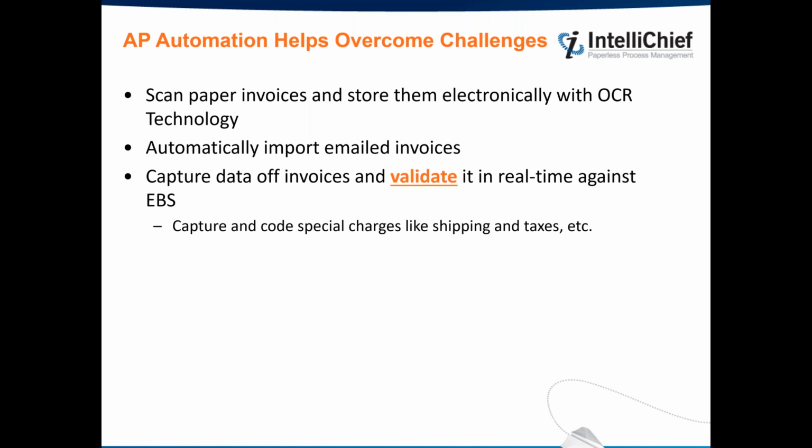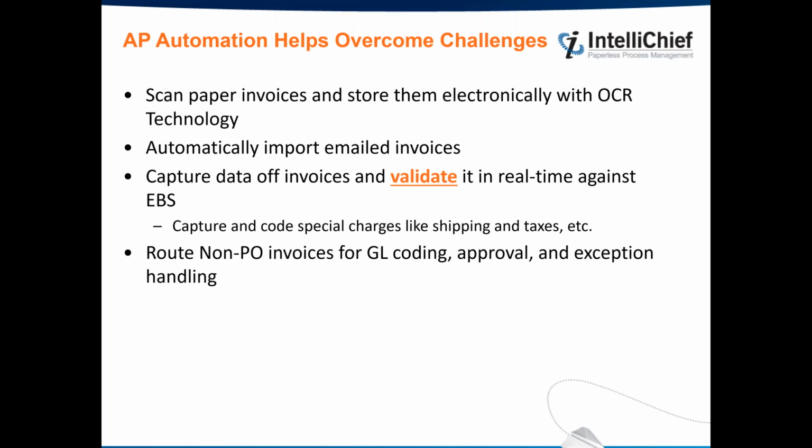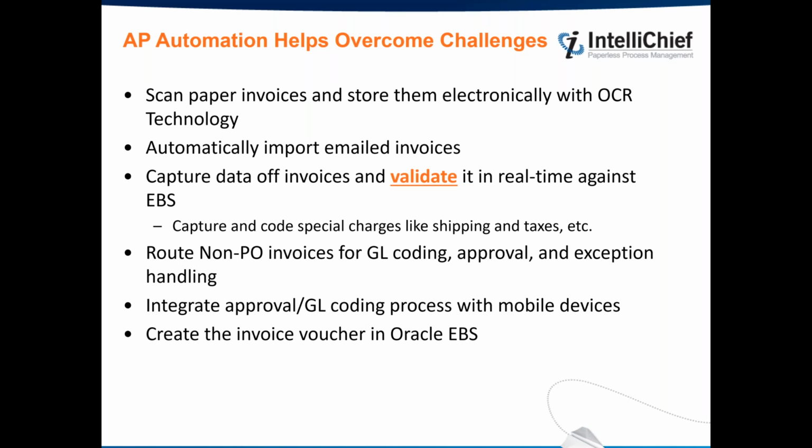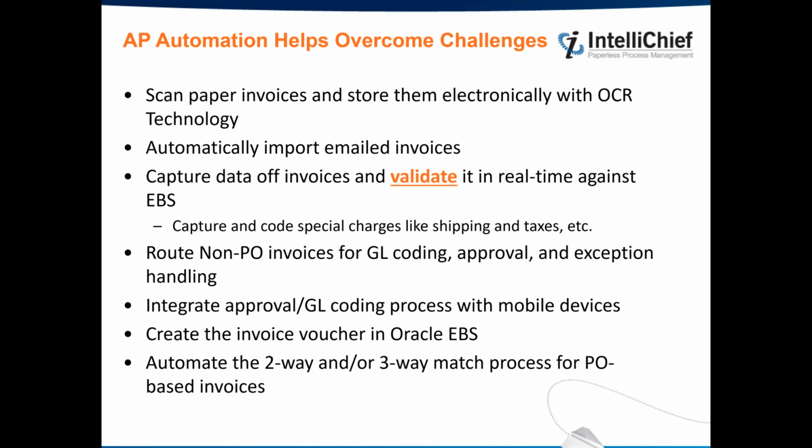And of course, give people the ability to capture and code things like tax and freight remotely, right? Either in the field at a job site or maybe in their home office like today. Routing non-PO, of course, and putting in rules so it always happens the same way, and then having the ability to track that information to determine how long it's taking those late approval folks to get something approved. Integrating that GL process with the mobile device, I kind of touched on that. And ultimately creating the voucher in EBS, right? That's a critical piece of the puzzle.